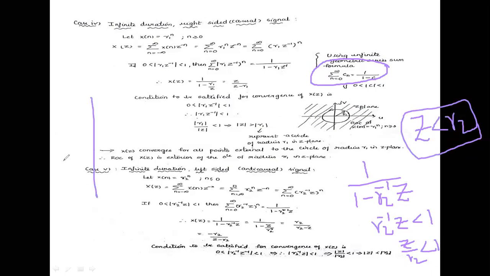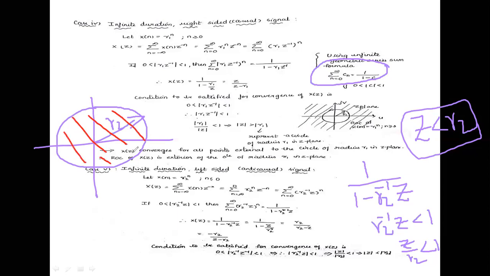So draw a circle here with the radius of R2, and |z| is less than R2. Less than means inside the circle, the ROC, the shaded area. The condition satisfies |z| less than R2. Got it, my dear students? So anti-causal is interior. The left-sided, infinite duration, left-sided anti-causal signal is shown in the interior of the circle.